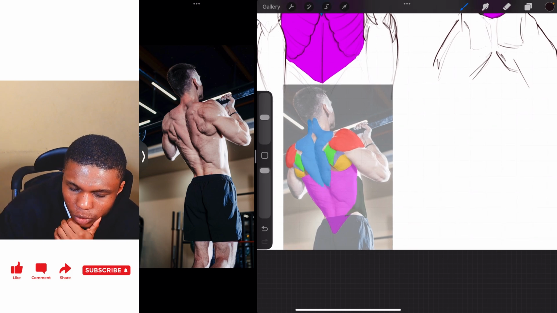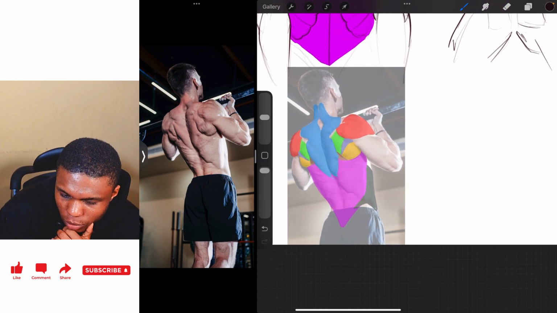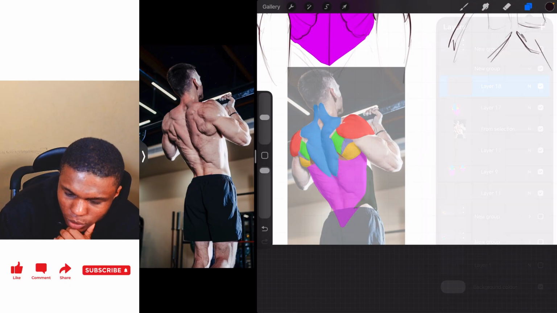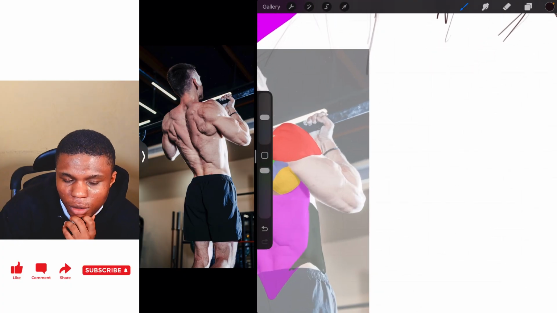You could then use this breakdown and draw the muscle, do the study and draw the muscle. And I'm going to just do that here real quick.